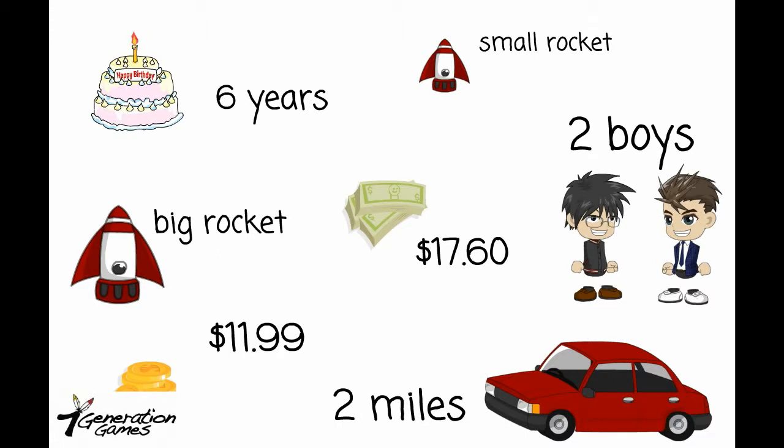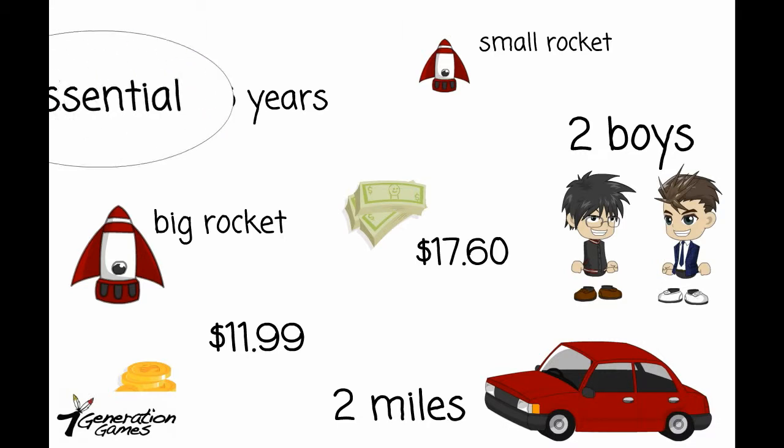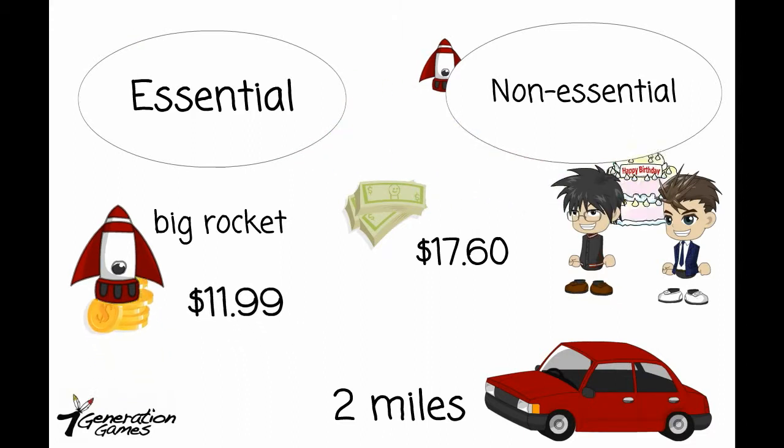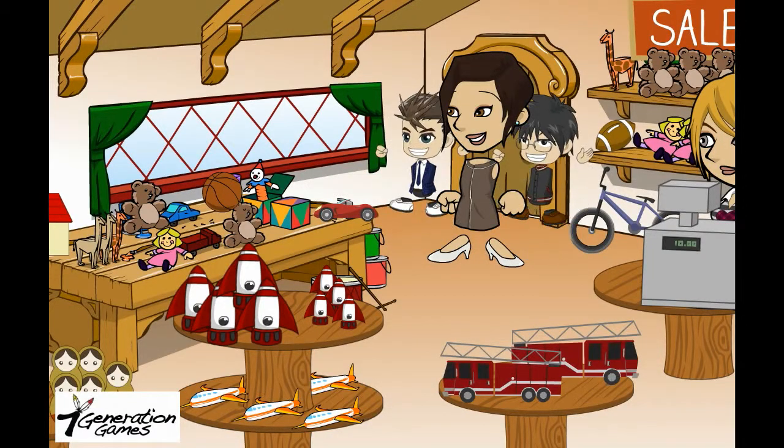Sometimes problems will have extra numbers that you don't actually need to solve your problem. You might feel like those numbers are just there to trip you up, but they're usually there to make you determine what is essential and non-essential information. That's an important problem-solving skill. When you can identify the numbers you do need and throw out the ones you don't, solving your problem will become a lot easier. Now let's keep going with our problem.